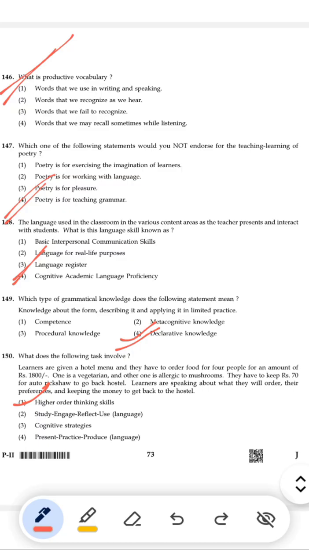I hope I have discussed all the answers in a very easier manner such that you are able to comprehend each and every question which I have discussed right now.